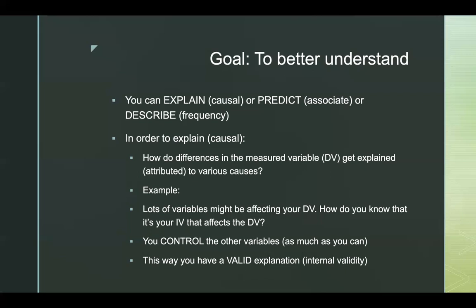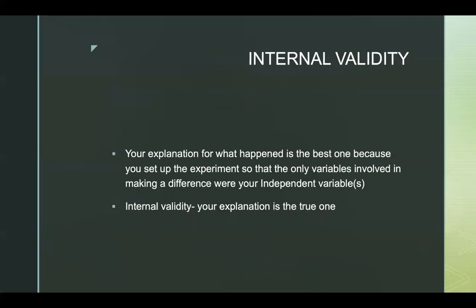So the internal validity of the study is how valid your explanation is. If they have internal validity, then that means it's the best explanation that you know of. So you set up your experiment so that you manage the variables so that the only variables that affect a person are your independent variables and everything else is controlled. So that gives you internal validity.